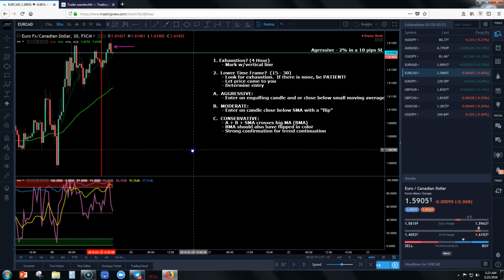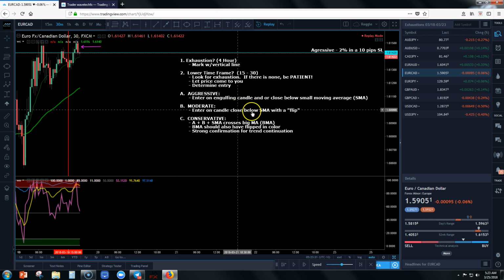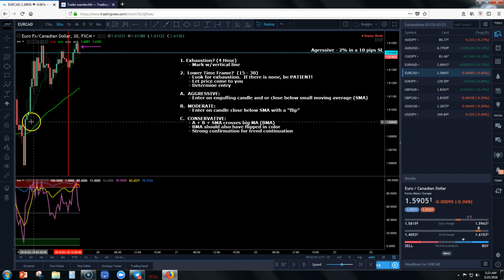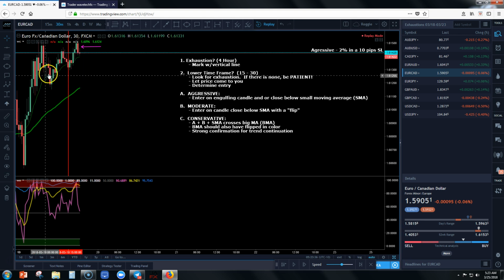We're going to be entering on a candle close. So after that candle has closed below the SMA. What is the SMA? It's a smaller line here. It's a moving average. So we're going to enter it when it flips. What does it mean when it flips? It means when this indicator, since we're in a sell, goes from green to red.